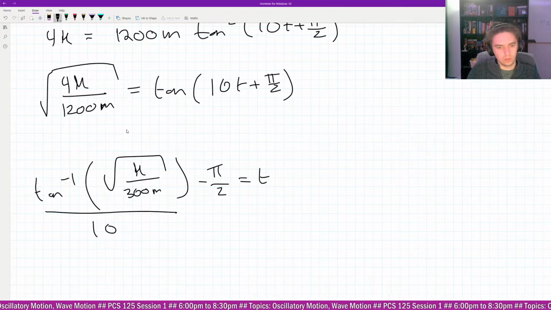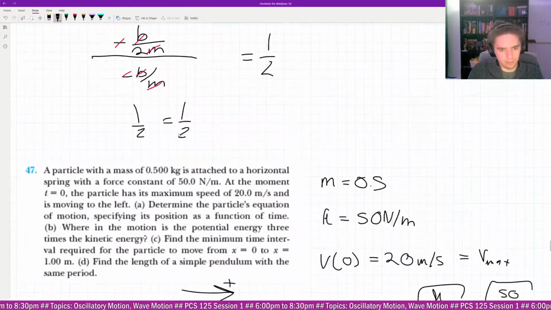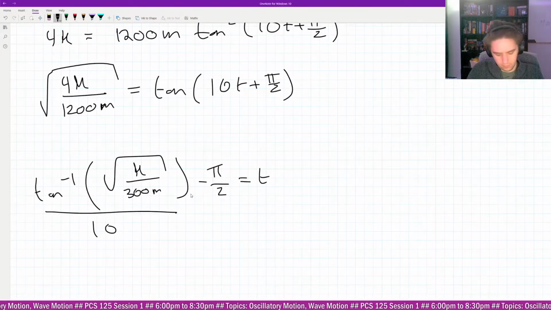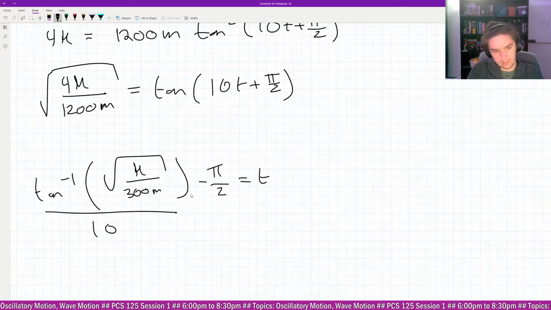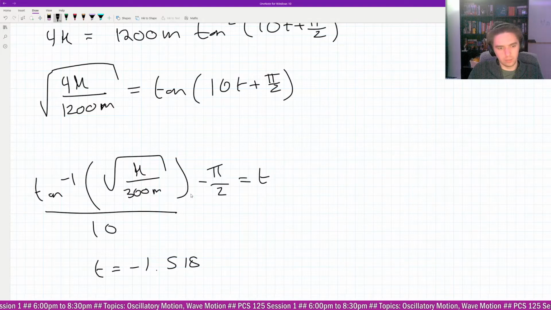So let's give it a try. Let's see if it works. So tan inverse of the square root of k, which we said was 50, and m is 0.5. So 50 over 0.5 times 300 over 10 minus pi over 2. And I got t equals negative 1.518. So maybe we do have to worry about different solutions for tan here.